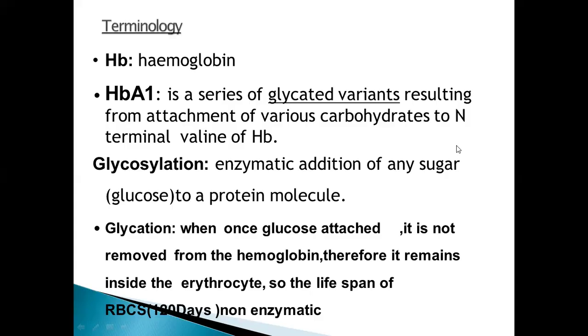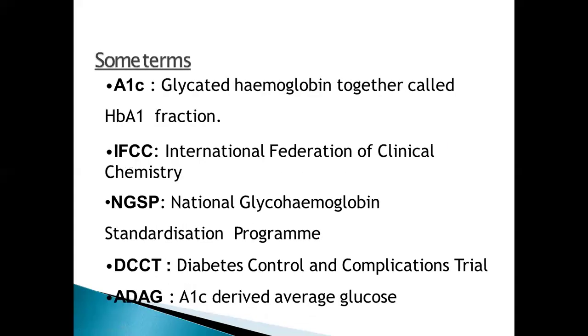Therefore, it remains inside the red blood cells. The lifespan of an RBC is about 120 days. That process is non-enzymatic, the non-enzymatic addition of a glucose moiety into the red blood cells. So that is called glycation. Once it is attached, it is not going to be removed. So you all know about all these.